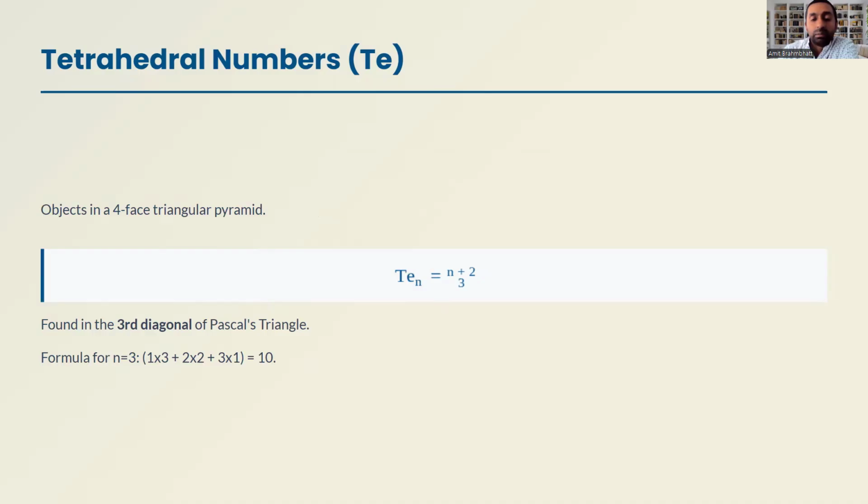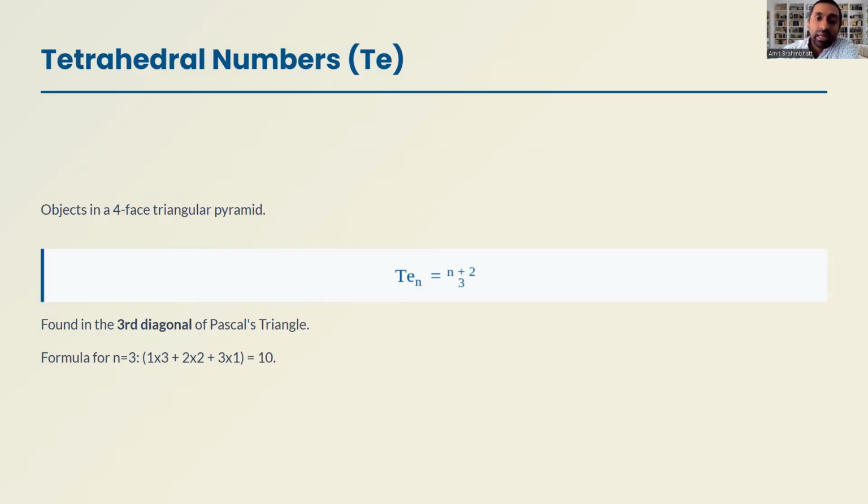Tetrahedral numbers. If we extend our geometric construction into 3 dimensions, we get tetrahedral numbers, denoted by Te of n. These represent the number of spheres needed to build a stable 3-dimensional triangular pyramid of base size n. The formula is given by the binomial coefficient n plus 2 choose 3.